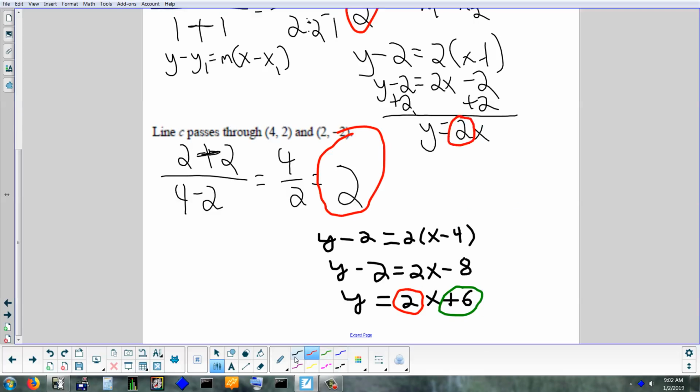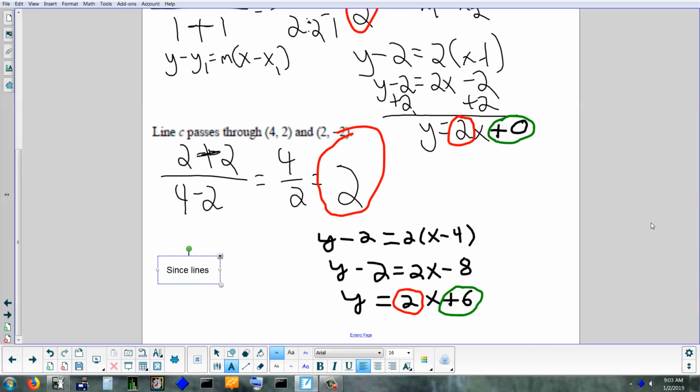So Mr. Hager went ahead and did the other one. He plugged it into point-slope, and then he changed it into slope-intercept. All right? Again, what are we looking for? We're talking about parallel lines. What has to be the same? The slope, thank you, Chris. Slope has to be the same.